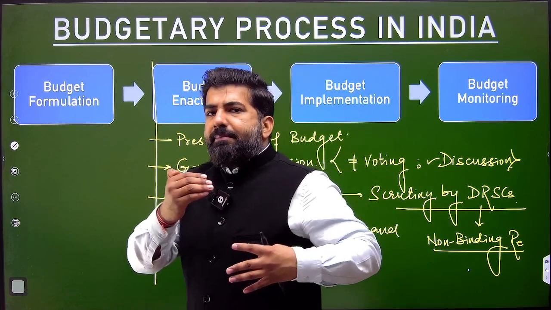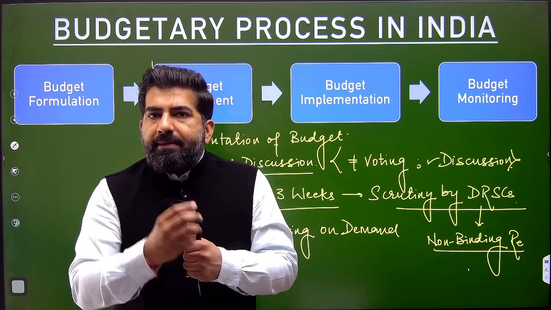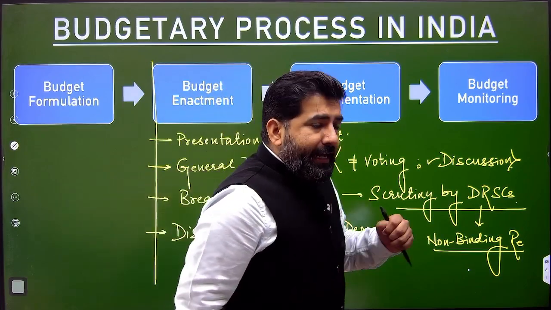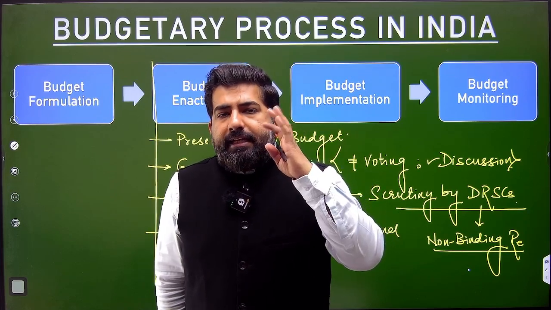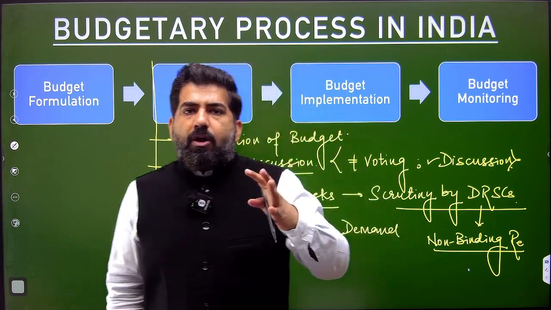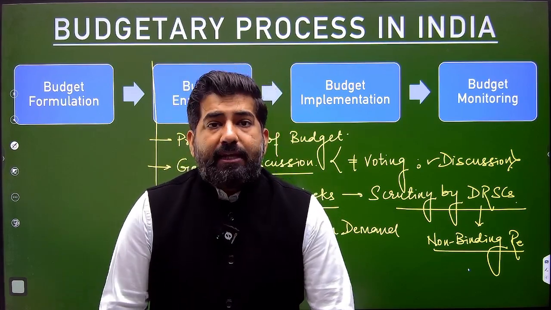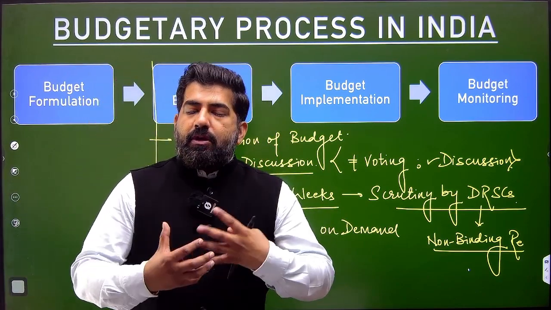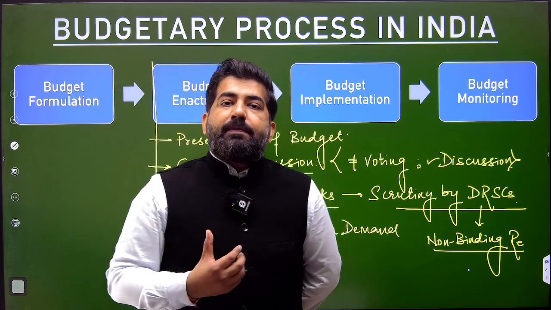Like this, demand for grants are put to discussion and voting. But some demands for grant come in. Suppose the 8th demand for grant came in, and in that the discussion is getting a bit too much. The members were not happy with respect to the demand for grant asked by that particular ministry. They are like, no, it is too much.